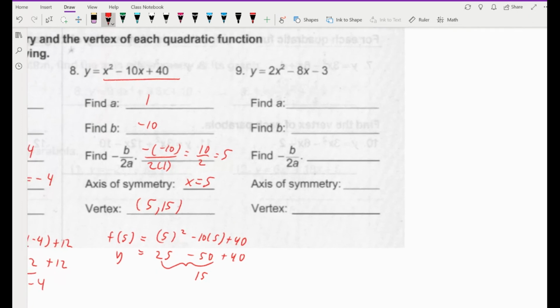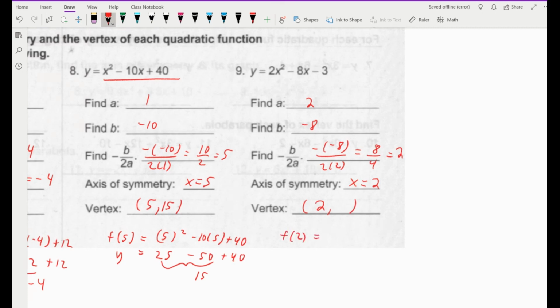Now the last problem, number 9. a is 2, b is negative 8. Negative b, negative 8, over 2 times 2. Positive 8 over 4, which is 2. So the axis of symmetry is x equals 2. The vertex will be 2 comma whatever the y value is. Again, we're going to plug in the 2 value.